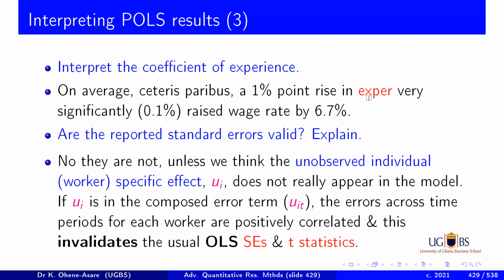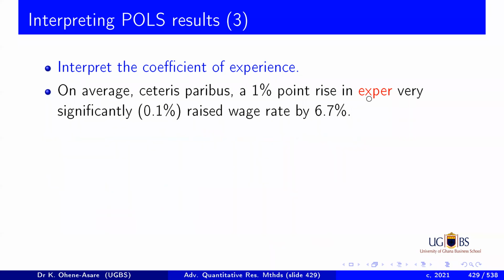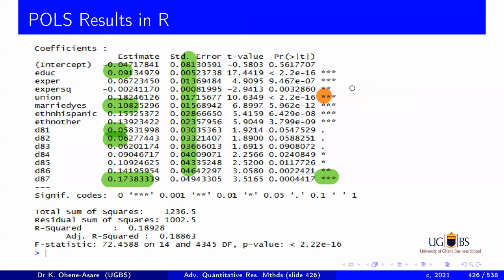The error terms across time periods for each worker might be positively related to this particular unobserved factor. So there may be a lot of correlations, covariances existing, and that will invalidate the OLS standard errors. And please note that it is from the OLS standard errors that we get the T statistic. Remember, we always say that the estimate divided by the standard error will give us the T statistic. So the standard error is flawed.